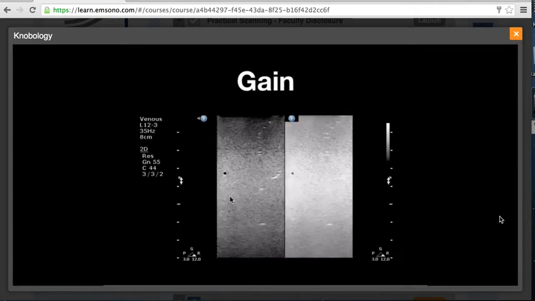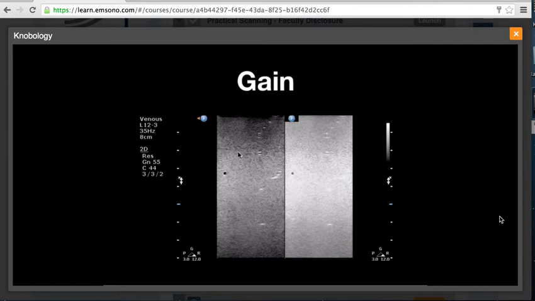Here's another split screen image obtained on a phantom. You can see that this image on the left here has an appropriate amount of gain. By increasing the gain, you're going to increase the amount of sound that's placed on the screen. And here you can see that while you can still see the anechoic structure, these other echogenic structures here are difficult or even impossible to see. So some sound can be good, too much sound coming back can be bad.